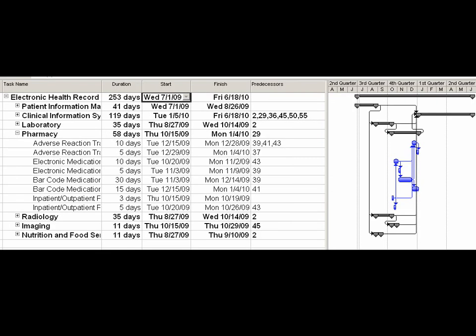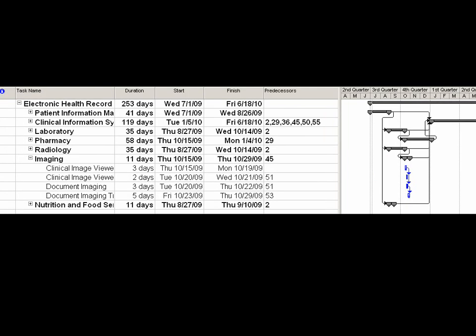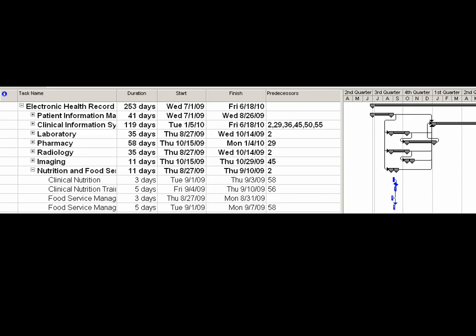Here is the breakdown for the subtasks under pharmacy. As you can see, there are 8 subtasks with a total of 58 days. Here is the breakdown for radiology with 4 subtasks and a total of 35 days. For imaging, there are also 4 subtasks, but this only takes 11 days. Finally, nutrition and food services also contains 4 subtasks, and it also takes 11 days.